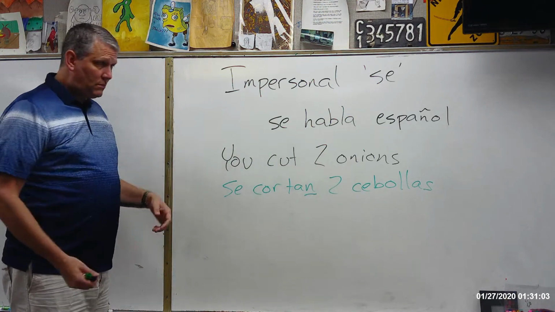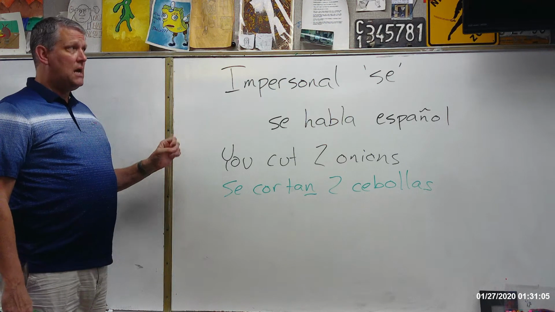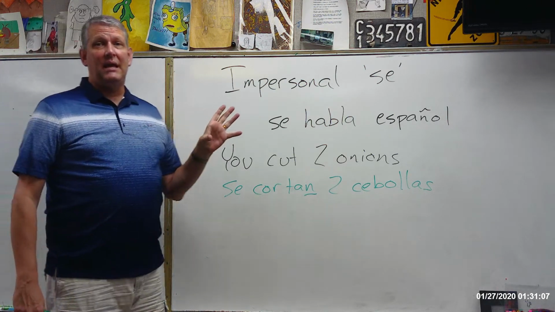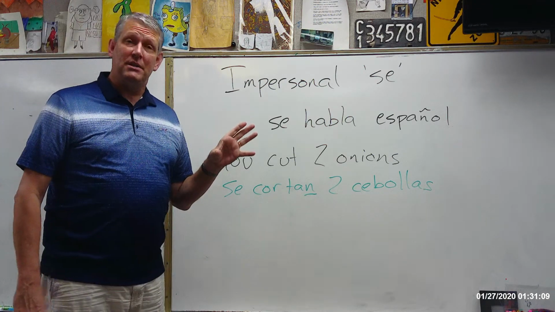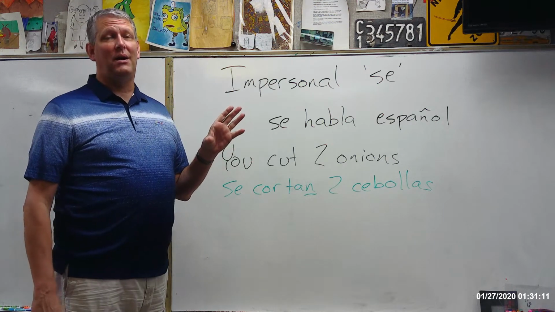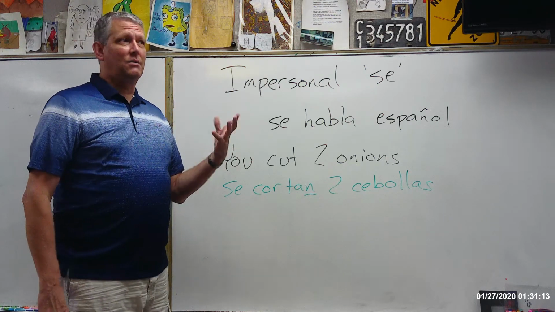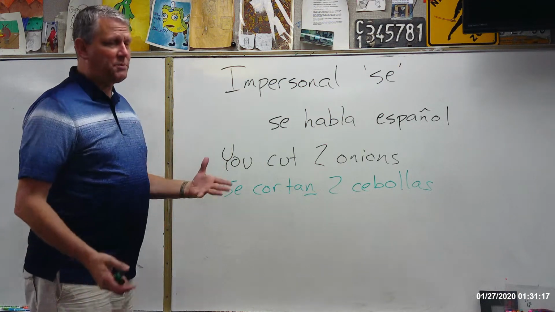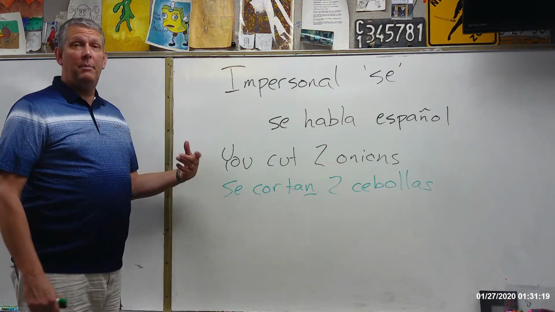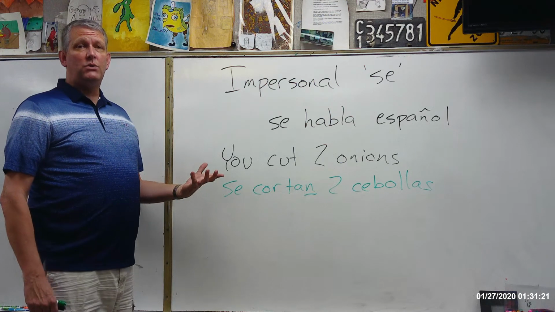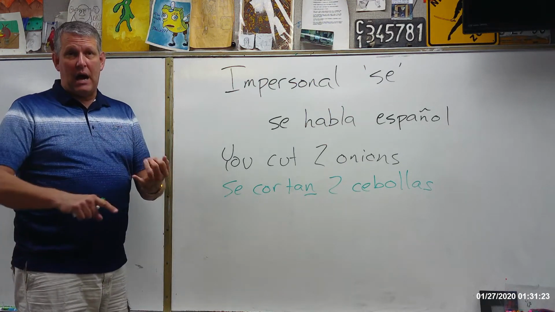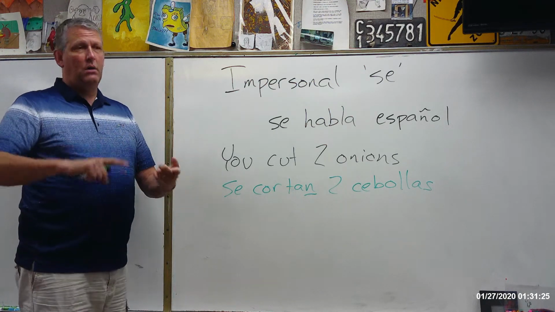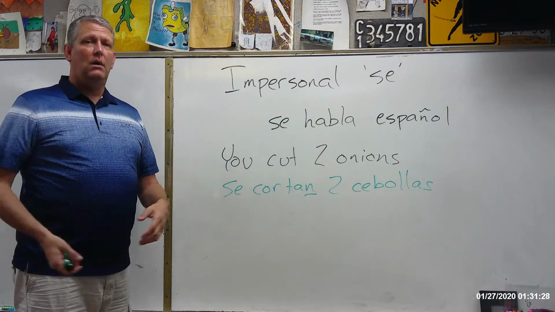Now, I'm going to be focusing on using the impersonal se in a kitchen setting. We're going over a unit on kitchen equipment, microwave ovens and saucepans and all kinds of stuff like that, and a bunch of verbs that we use when we're talking about cooking, things like chop, dice, cook, fry, boil, things like that.